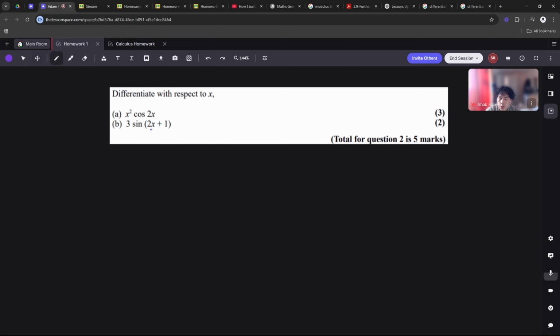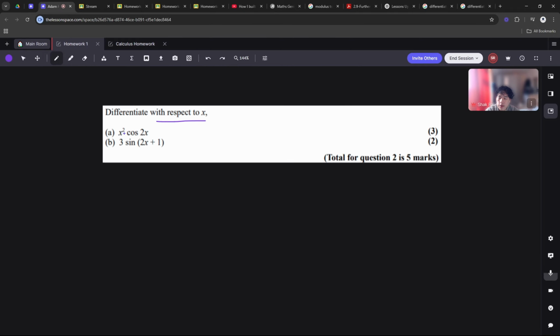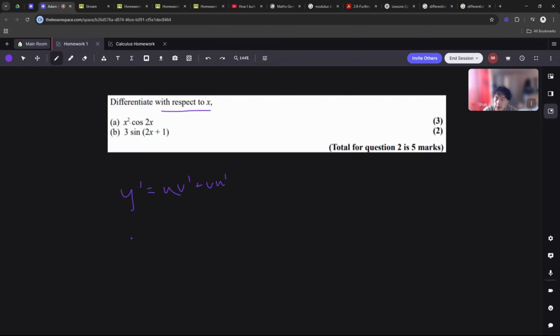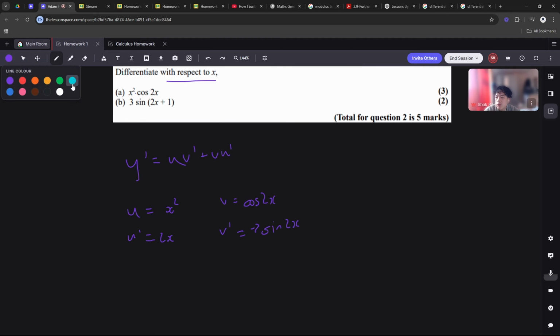So next question. We have to differentiate with respect to x: x squared cos 2x. In this scenario, because they multiply together, we have to use the product rule. The product rule is just y dash equals u v dash plus v u dash, and the order doesn't matter. So what's u in this scenario? Well, u is x squared. And what's v in this scenario? V is cos 2x. What's u dash going to be here? It's going to be 2x. And what's v dash going to be here? Well, it's chain rule, where you have to put the 2 on the outside, and this becomes negative sine 2x.